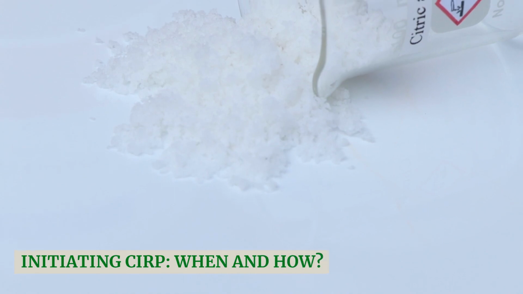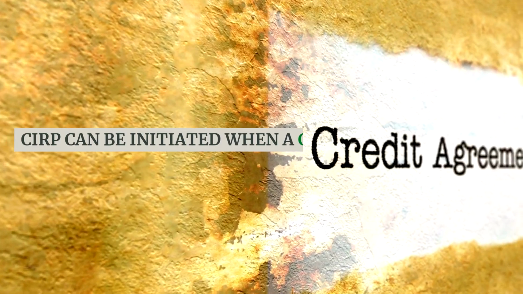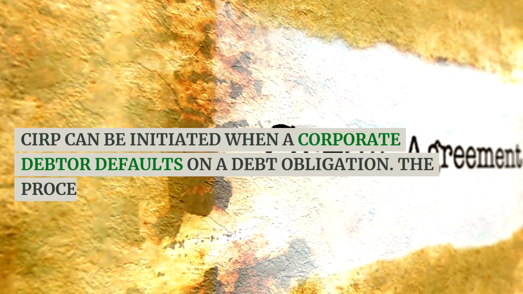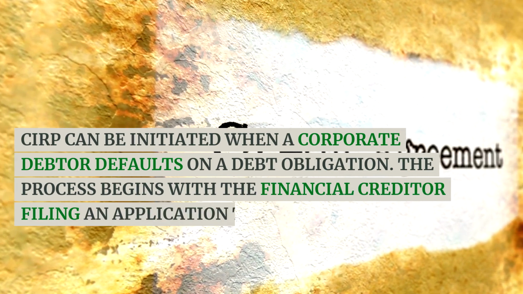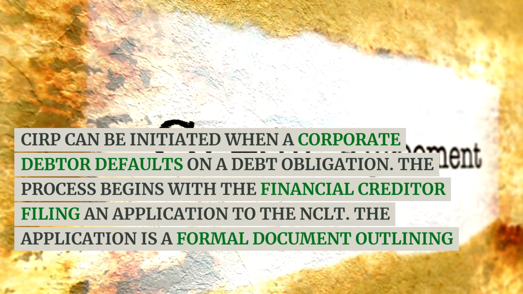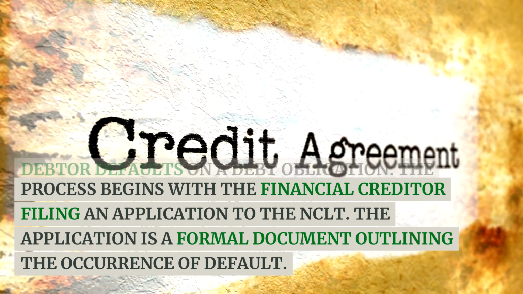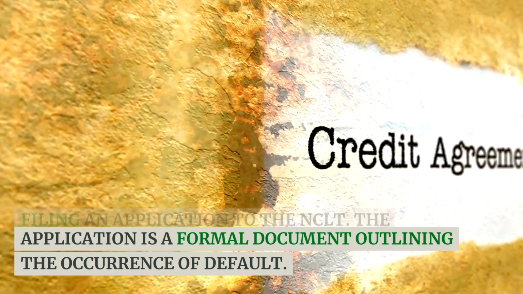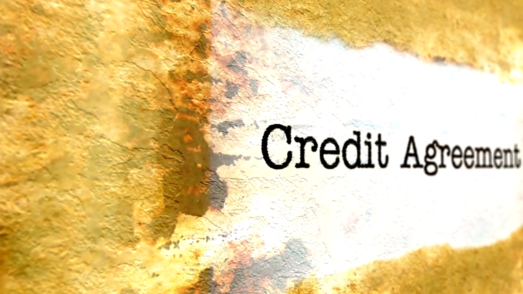Initiating CIRP: when and how? CIRP can be initiated when a corporate debtor defaults on a debt obligation. The process begins with the financial creditor filing an application to the NCLT. The application is a formal document outlining the occurrence of default.